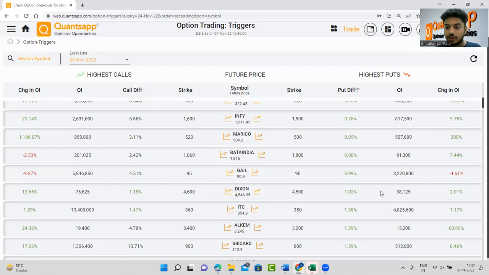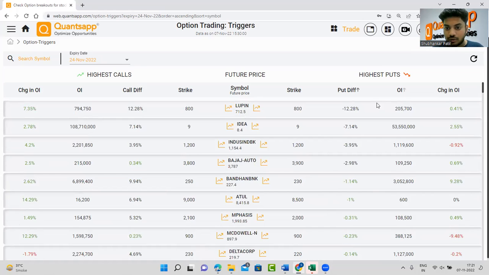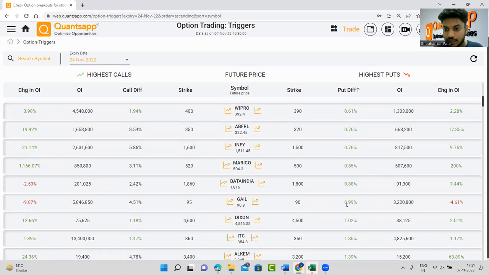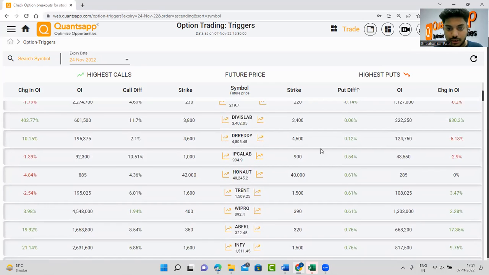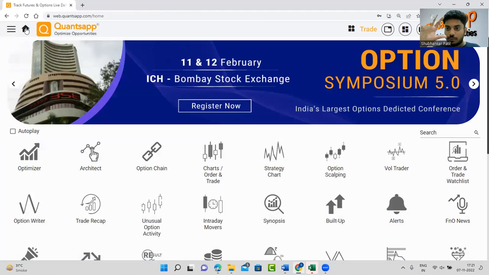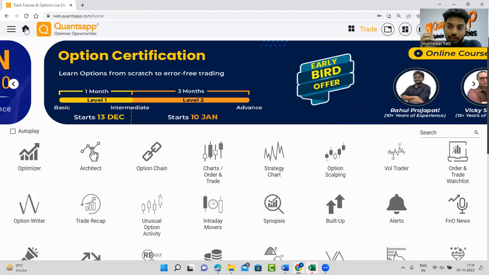Same thing can be done for the put side. So look at, you can sort it down as per put difference. Okay, so over here you will get to see Gail, you will get to see Dr. Reddy's, you will get to see McDowell. They are very close to its highest put, and a lot of put writers are getting unwinded. So over here, you can use this tool of triggers to filter out the stocks for your breakouts and breakdowns.